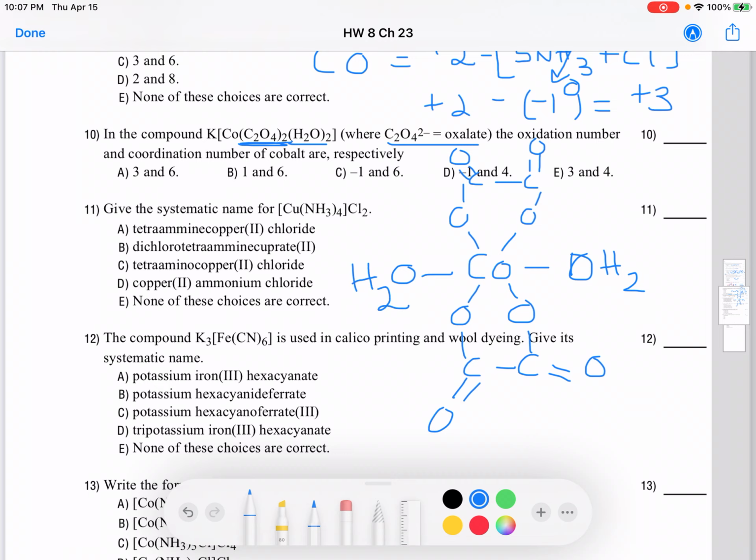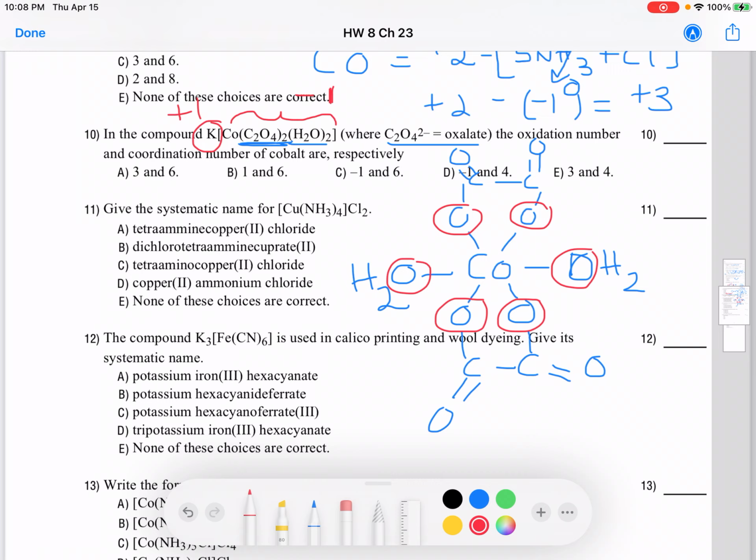This is the structure of the complex. So what is the coordination number? How many coordinating atoms are there? This is 1, 2, 3, 4, 5, 6. So the coordination number is 6. Okay, and the oxidation number. You see here we have a simple cation, potassium. Potassium is +1 charge. So then the complex anion charge should be -1, the whole thing.